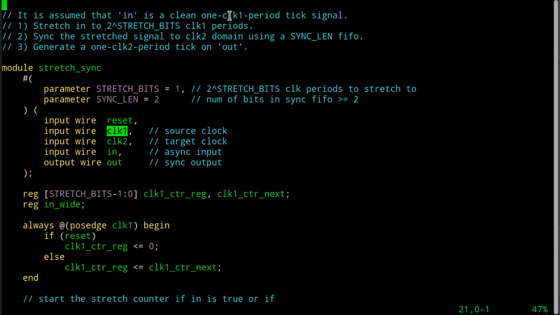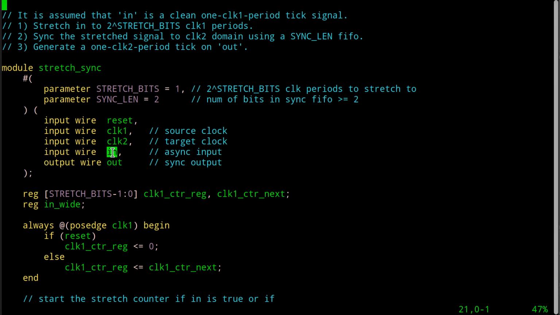It's assumed that in is a clean 1 clock, 1 period long tick signal. And I use this word the way at least one author I've read uses it. His name is Pong Chu, and if you Google it, he writes some books on how to program VHDL and Verilog and stuff like that. And he refers to these things called a tick signal. It's a signal that goes high on the active going edge of a clock and stays active until the following active going edge of this clock. So it's literally 1 clock period long in some clock domain. And we'll see that in a waveform diagram I'll open up in a little while.